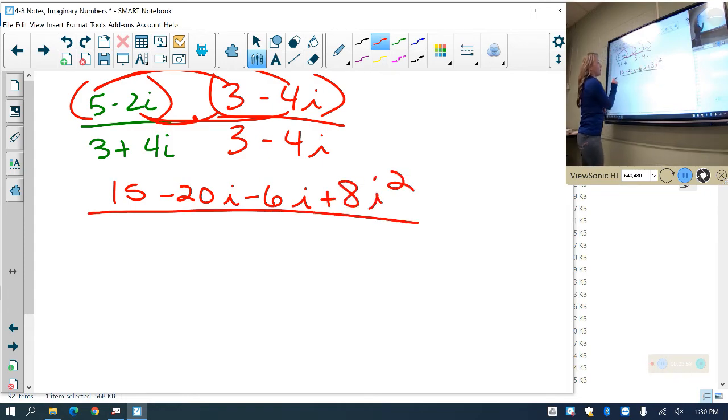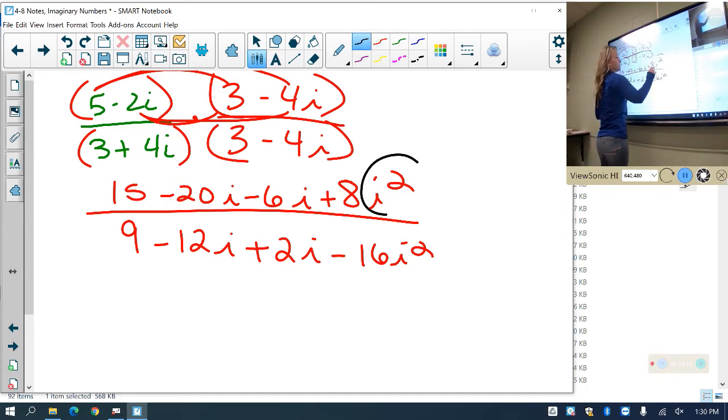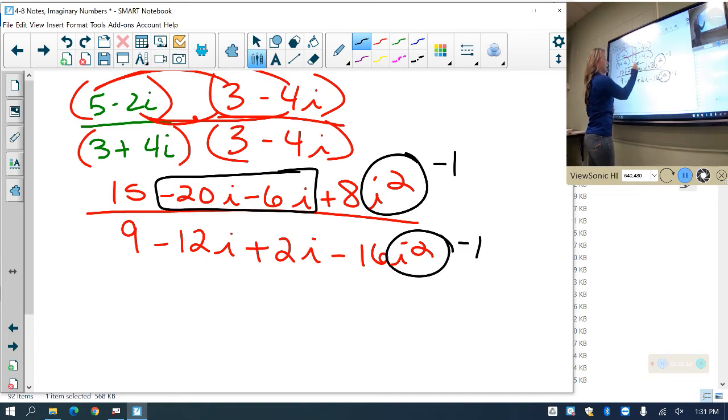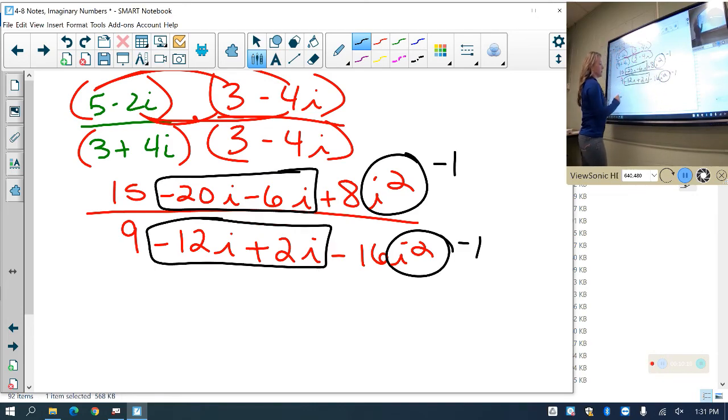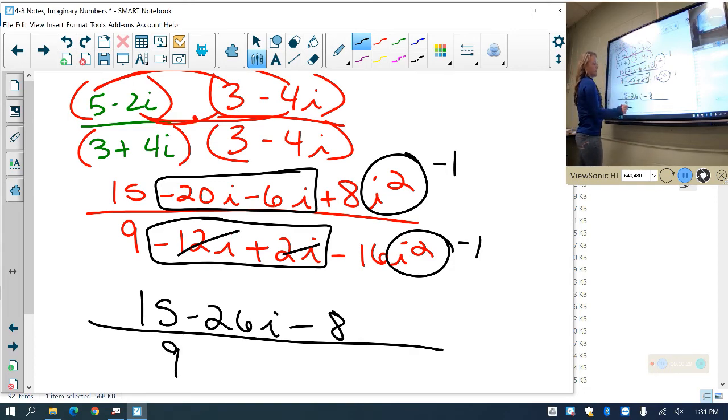Over on the bottom, I have 3 times 3, which is 9. 3 times negative 4i is negative 12i. 4i times 3 is 12i, minus 16i squared. Change your i squareds to -1 and combine your like terms. So rewrite it: I have 15 minus 26i minus 8 over 9. These cancel, plus 16.